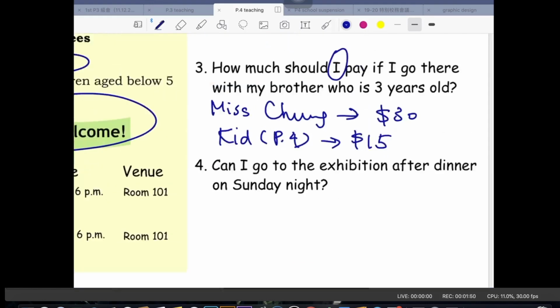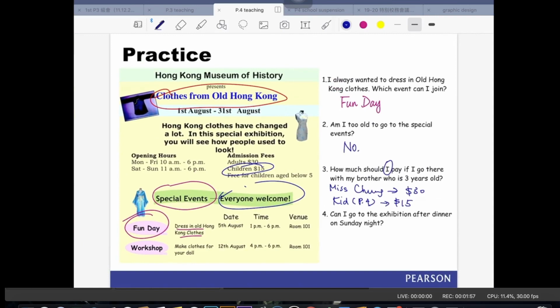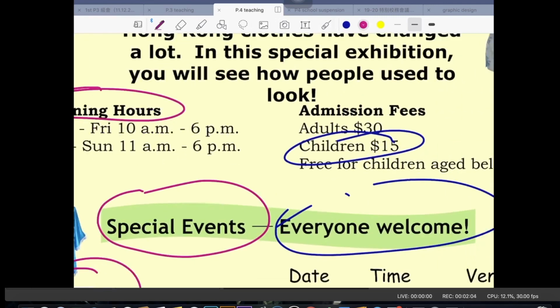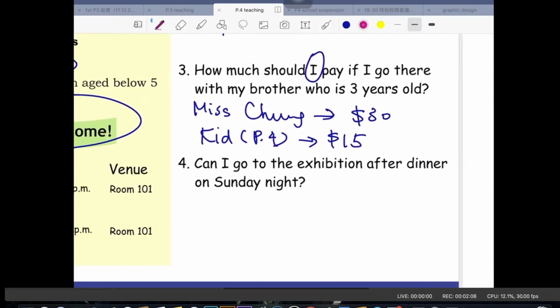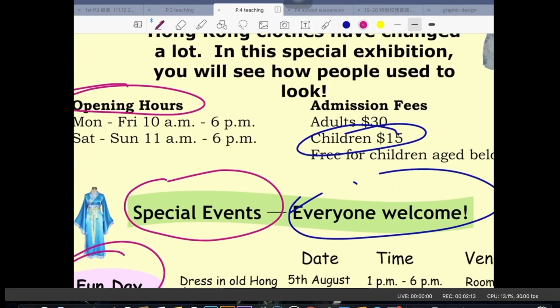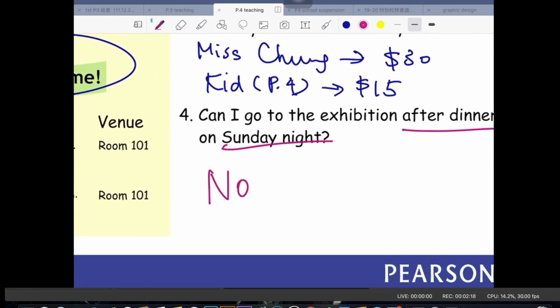All right, last one. Can I go to the exhibition after dinner on Sunday night, Mrs. Guan? No. Why not? So which part shall we look at? We have to look at the opening hours. So here it says after dinner. So after dinner, it has to be after 6 o'clock, and on a Sunday night. But here it closes at 6. So the answer is still no, I can't, or simply no.